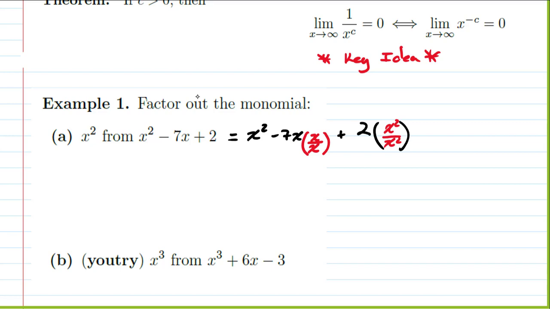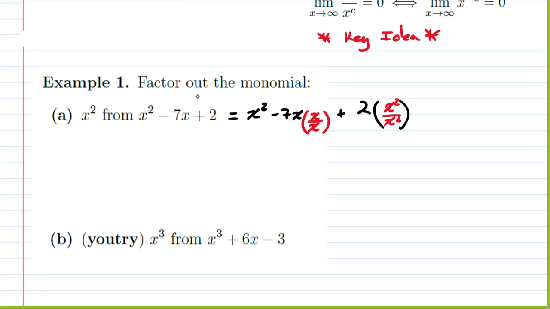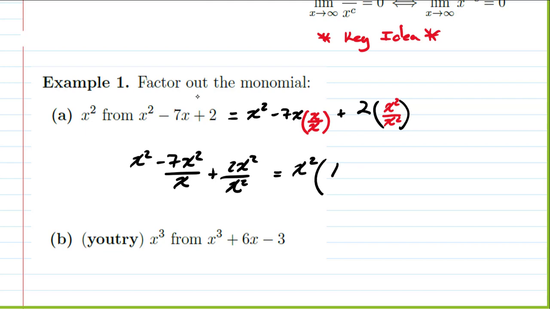It's an equivalent fraction. So now I have x squared minus 7x squared over x plus 2x squared over x squared. Now can I factor an x squared from the numerator? Certainly. So I factor out my x squared. That gives me 1 minus 7 over x plus 2 over x squared. And if I distributed that x squared back in and reduced, I would get back to the very first expression.